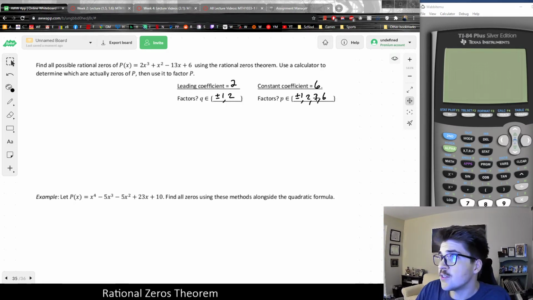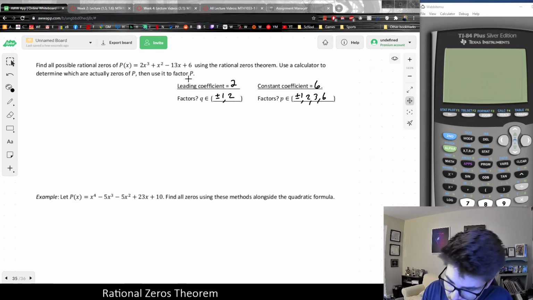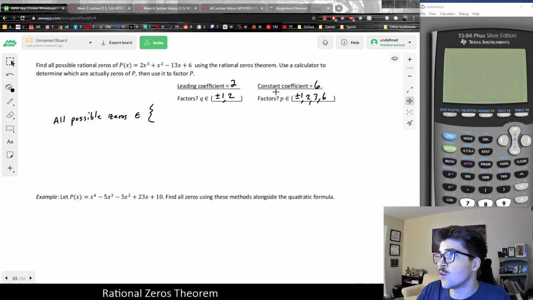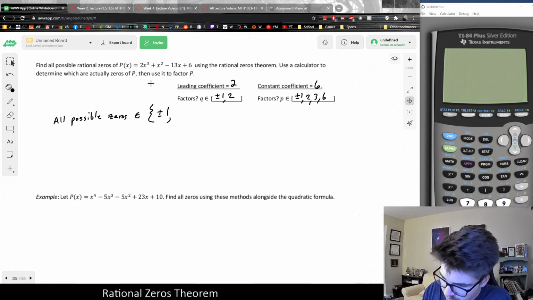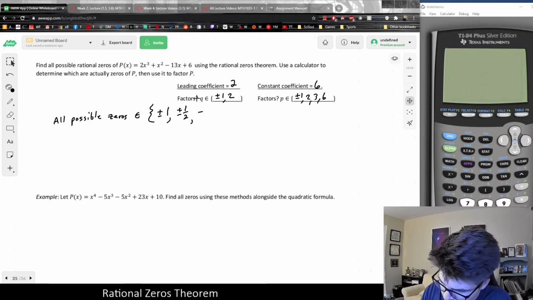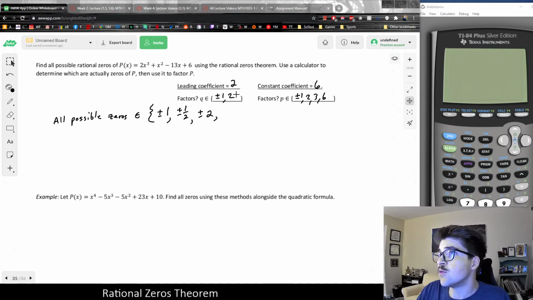And basically every single number in this list divided by every single number in this list would give us the complete list of all possible zeros. So all possible zeros are within this set, which would be, well, either 1 over 1 is 1, so plus or minus 1. It could be plus or minus 1 over 2. It could be plus or minus 2 over 1, which is of course 2. It could be plus or minus 2 over 2. Notice that 2 over 2 is just equal to 1, which I already have in my list. I don't need to write a duplicated answer in a mathematical set.